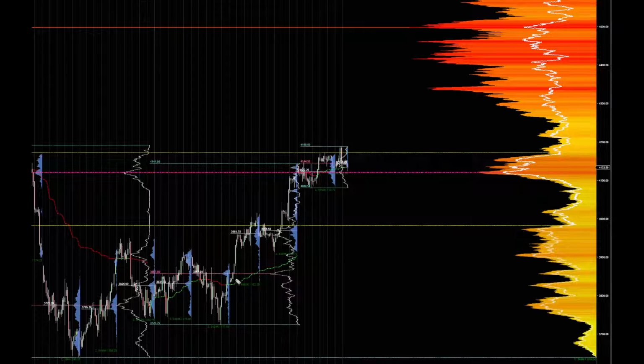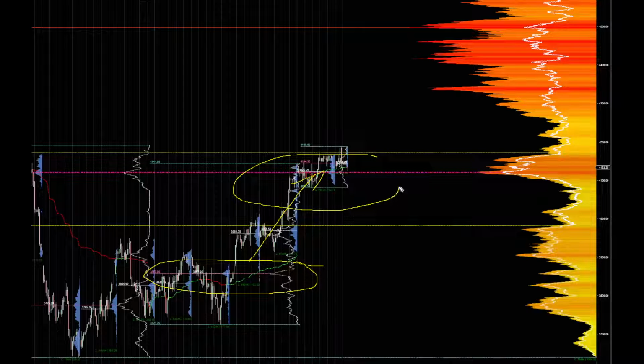You can clearly see it: we move from balance to excess, we break out, then we move to balance, and from here we're going to go like this or like this. We're going to break out of this balance, and we're waiting for CPI. That's the key for this week. I'm not expecting much today, but that's the key.